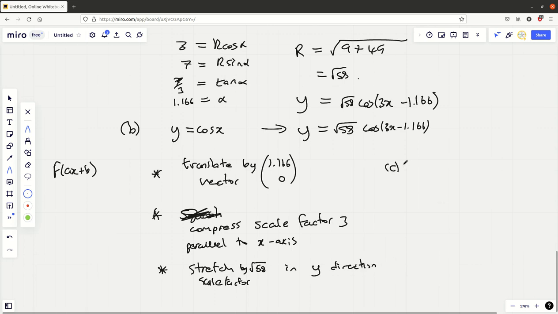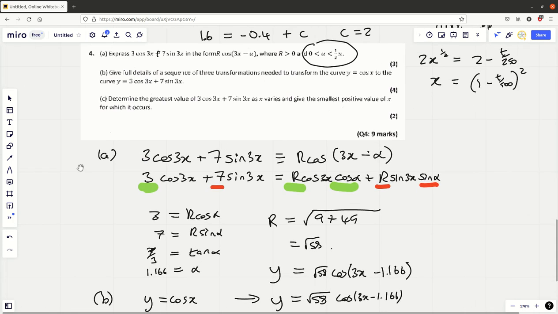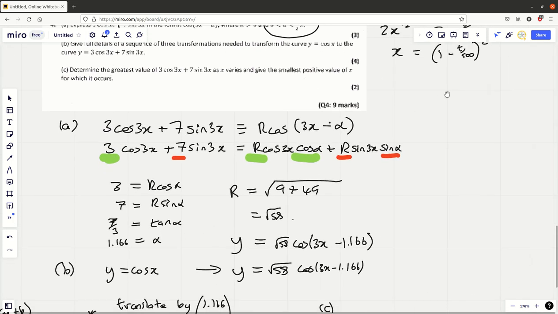Hopefully everybody's happy with that. It's a tricky one, that one. You must do the translation before the stretch. It's hard to get full 3 marks, but you probably would have got at least 2, or full 4 marks, probably would have got at least 3.